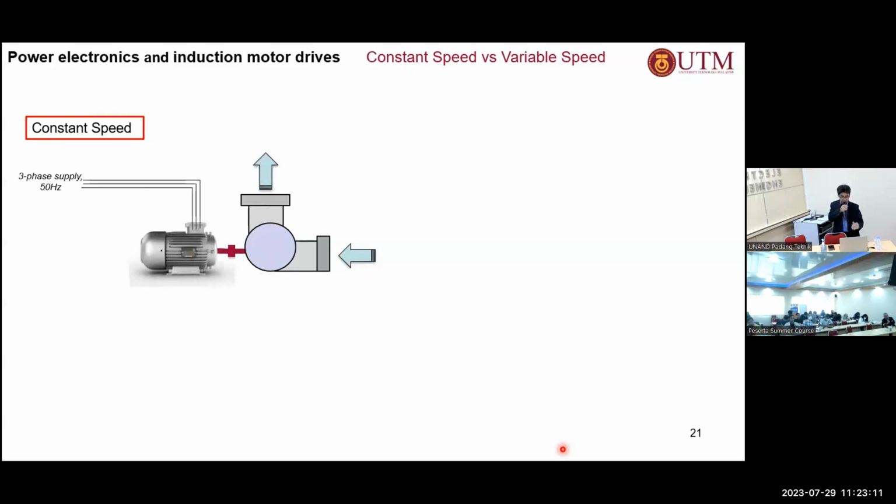And then it is coupled to your motor drive. In this case, a constant speed, which means that the induction machine is directly coupled to the fan of the blower, and the machine is directly connected to the three-phase supply, 50 hertz. So it is a constant speed drive.